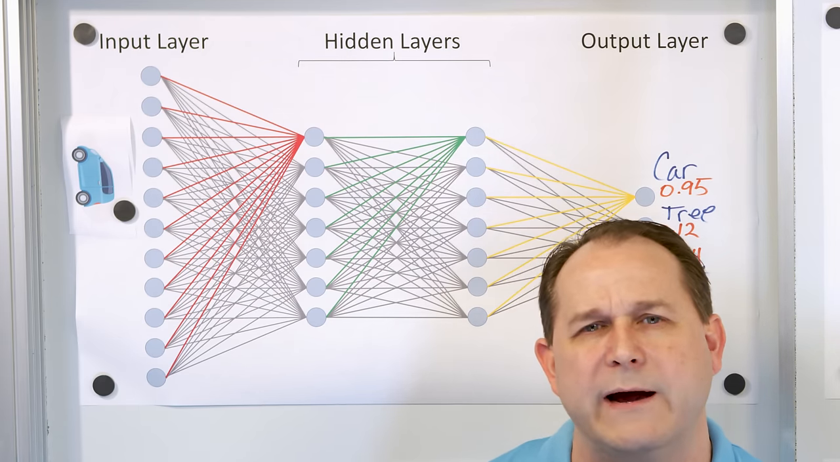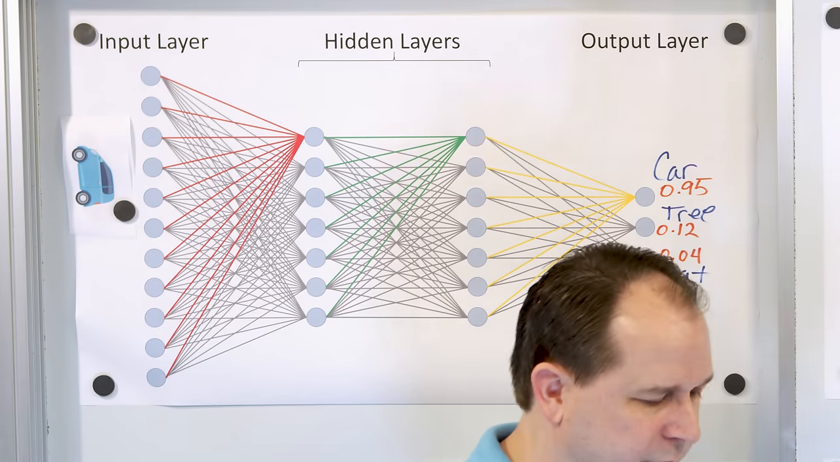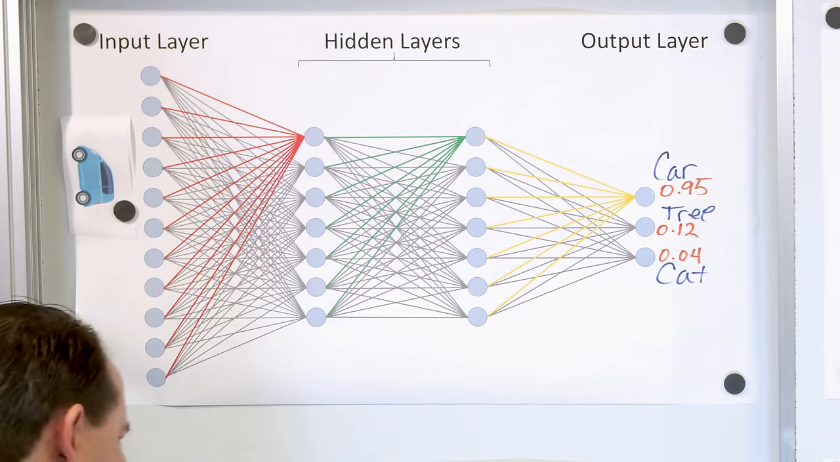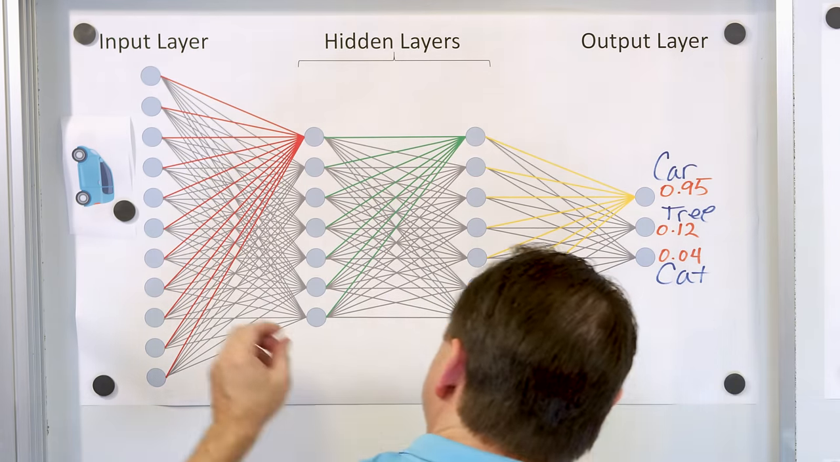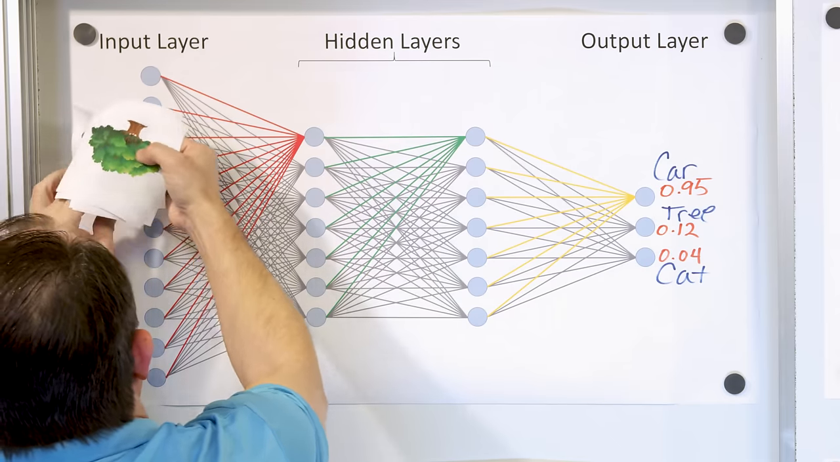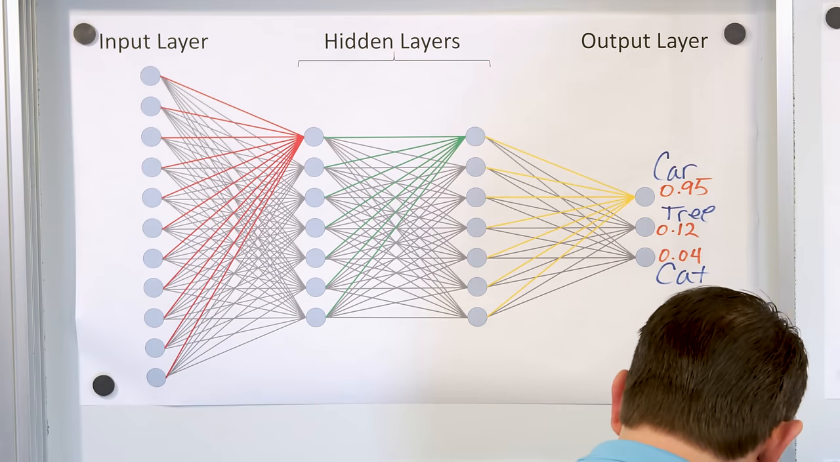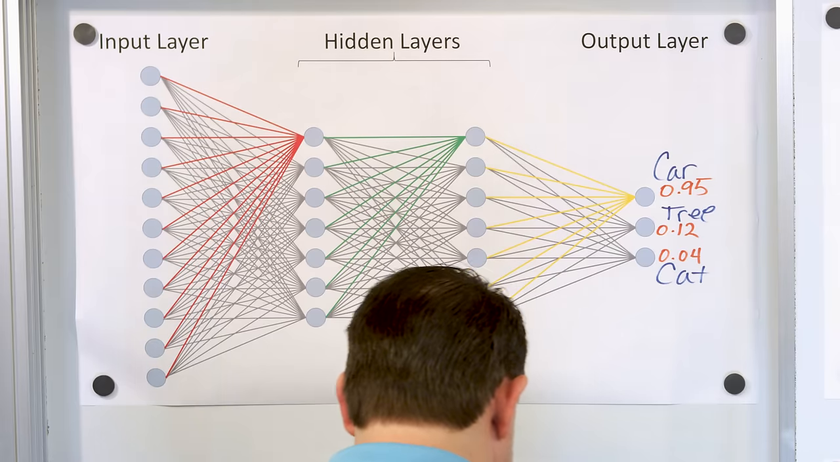That's what you want, right? And that's the goal of a neural network. All right, we can do the same exercise. We can do the exact same exercise when it's not cars. Let's do the exact same exercise with trees, right?